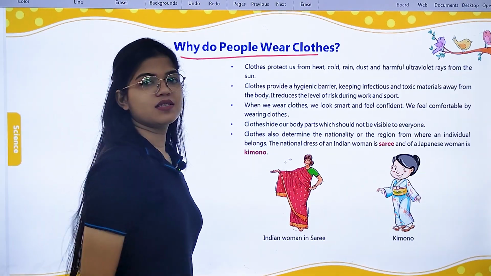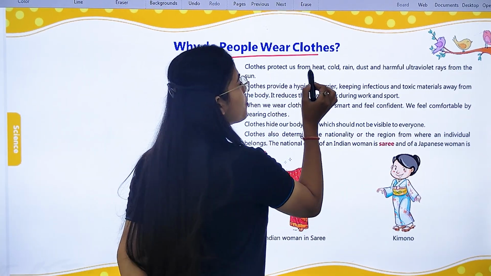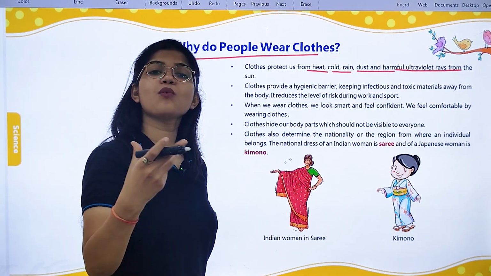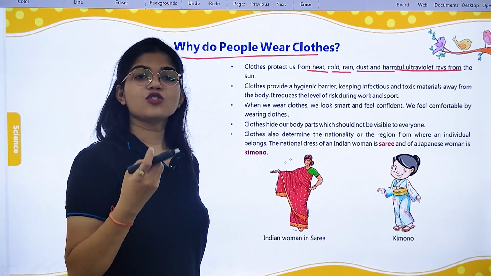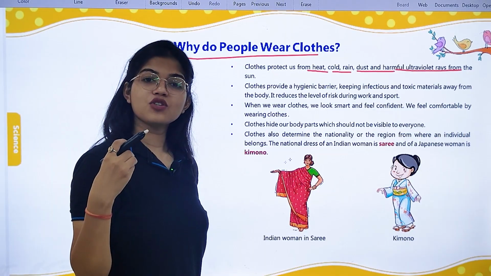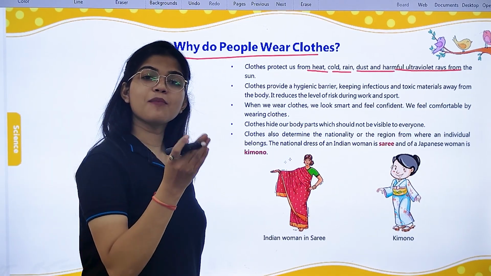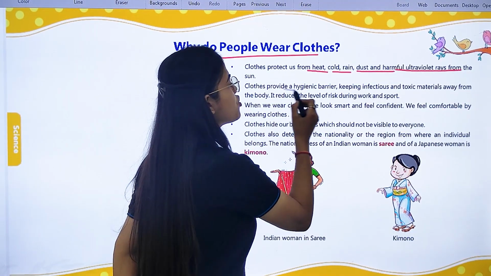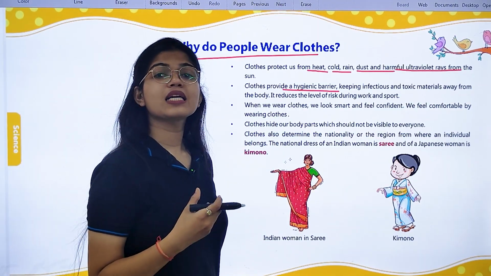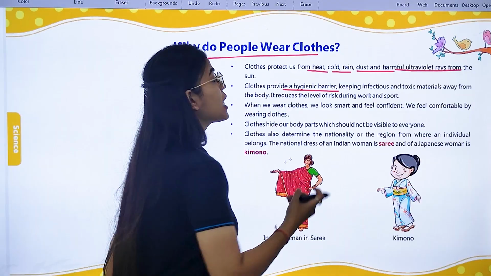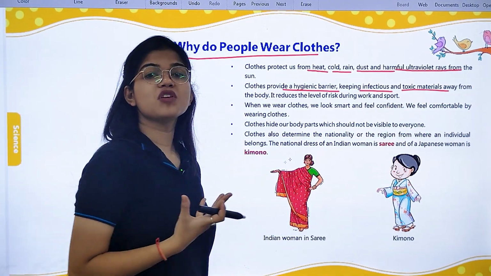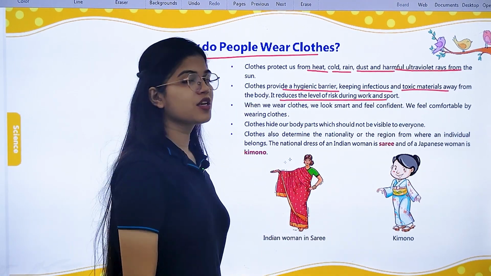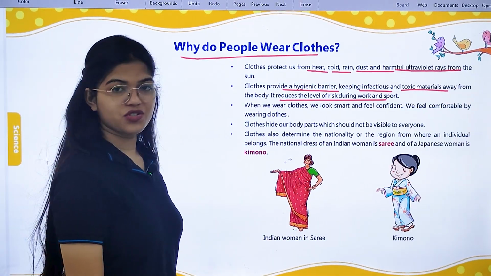Clothes protect us. The common point is that they protect us from heat, cold, rain, dust, and also the harmful ultraviolet rays radiated from the sun. All these factors can damage and harm us, so to get protection against all these, we need clothes. Then, clothes provide a hygienic barrier. That means clothes act as a hygienic barrier, keeping infectious and toxic materials away from our body. They also reduce the level of risk during any work and sport.